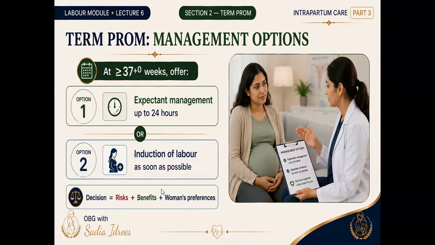So, what do we offer a woman with term prelabor rupture of membranes from 37 weeks? In an otherwise uncomplicated situation, option one is expectant management for up to 24 hours, meaning we allow time for spontaneous labor to begin. Option two is induction of labor as soon as possible, and this should be a shared decision.